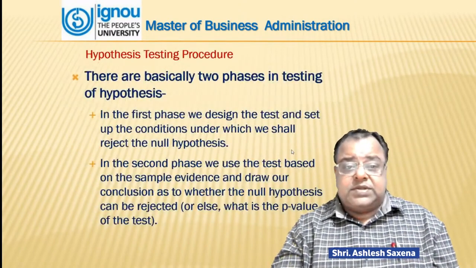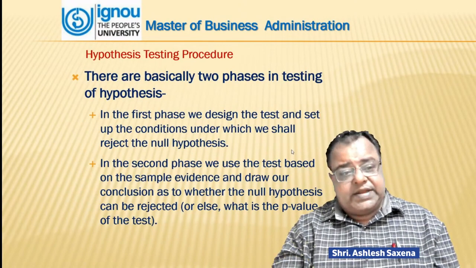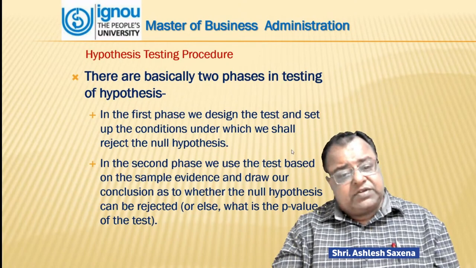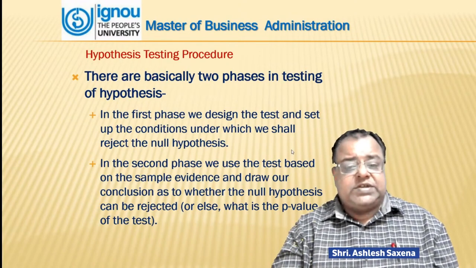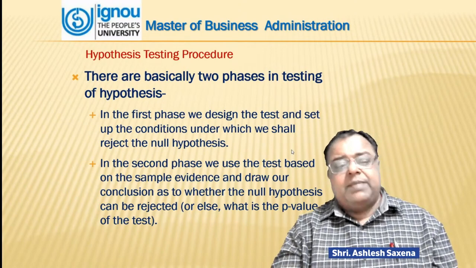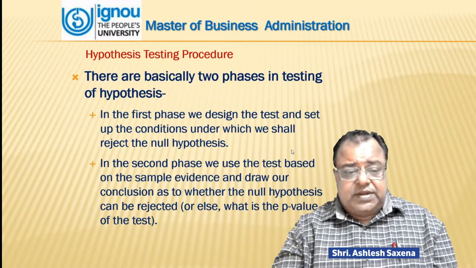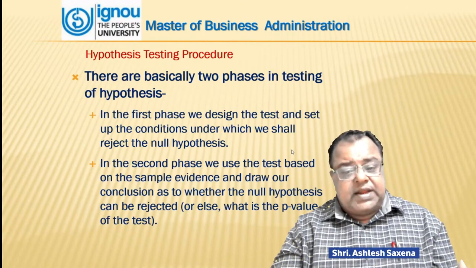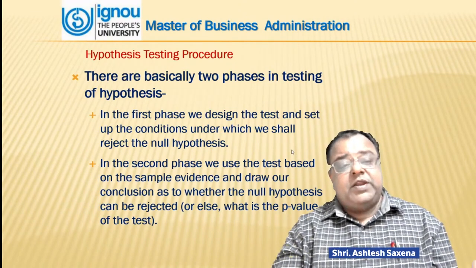What are the hypothesis testing procedures? There are basically two phases in testing a hypothesis. In the first phase, we design the test and set up the condition under which we shall reject the null hypothesis. And in the second phase, we use the test based on the sample evidence and draw our conclusion as to whether the null hypothesis can be rejected, or else what is the p-value of the test.